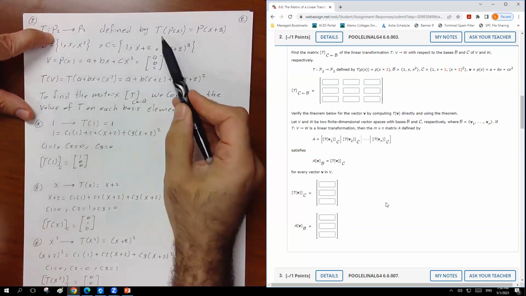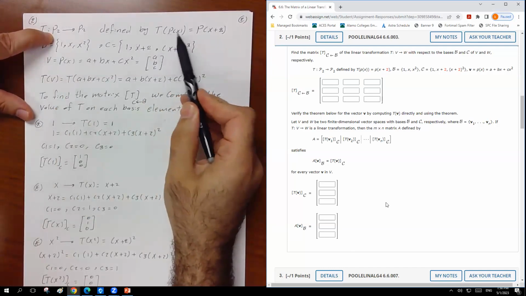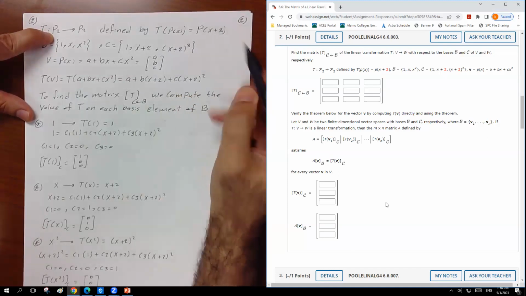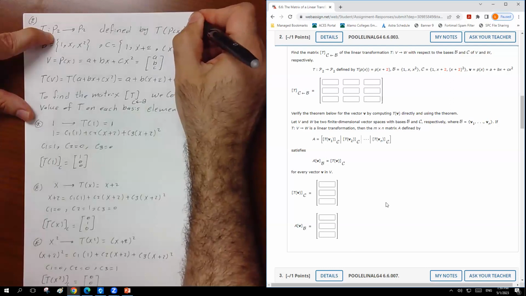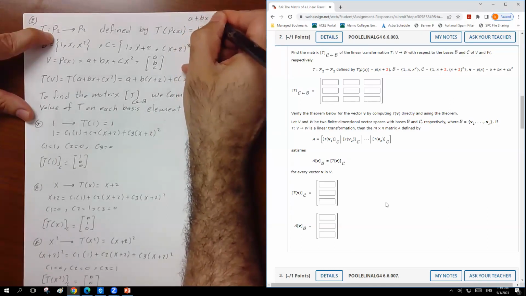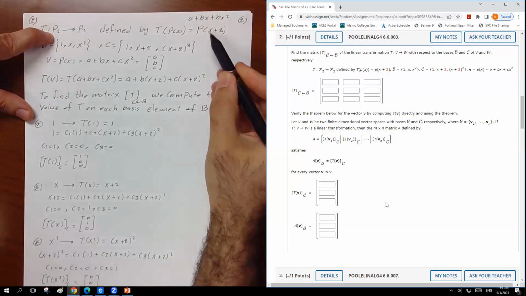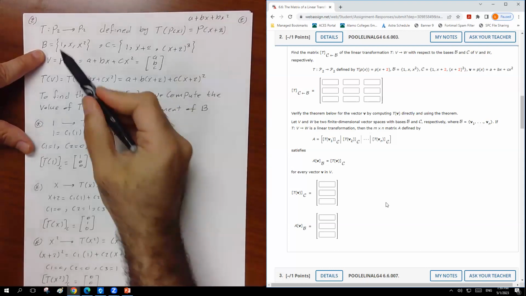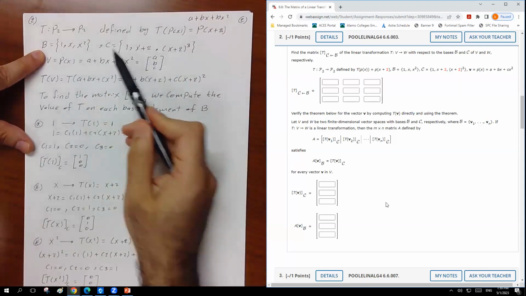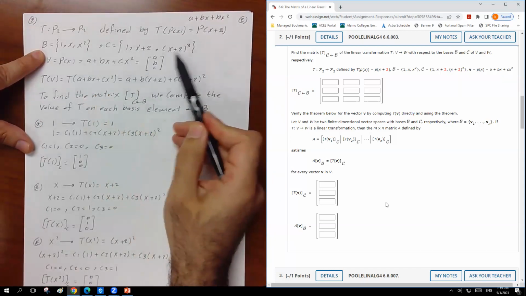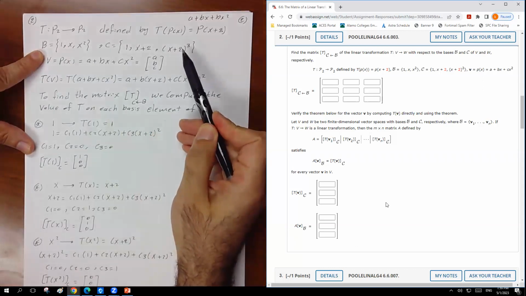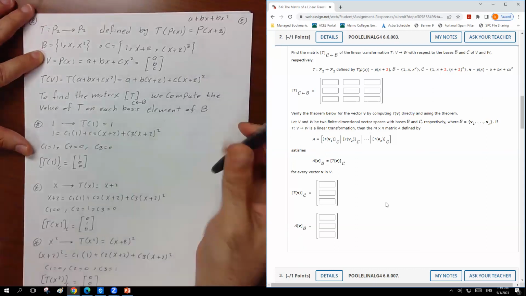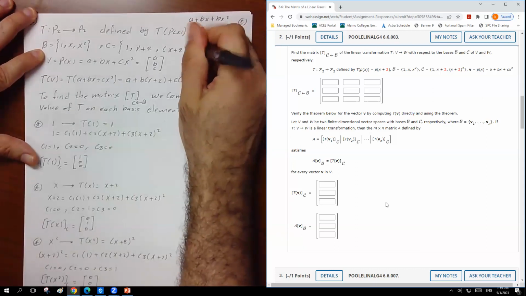The transformation of the polynomial P of x is going to be P of x plus 2. That means each x value, because a polynomial with degree 2 is going to be a plus bx plus cx squared. Now I'm going to plug in, instead of each x, x plus 2. Our base B equals 1, x, x squared, and our base C is going to be 1, x plus 2, x plus 2 squared, not cubed.